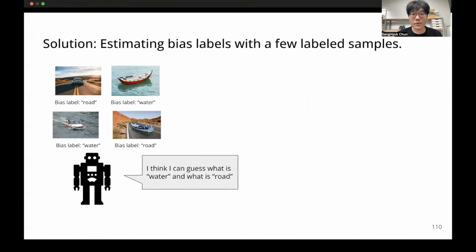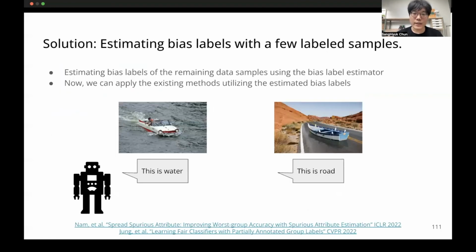Assume we have few samples with bias labels and the other samples do not have bias labels. In this case, we can estimate bias labels using a bias label estimator trained on the bias-labeled samples. We can train a bias label classifier using a few samples with bias labels. Then we estimate bias labels of the remaining dataset using the bias label estimator. Then we can apply the existing methods using the estimated bias labels. Of course, this approach can be limited by the quality of the bias label estimator.